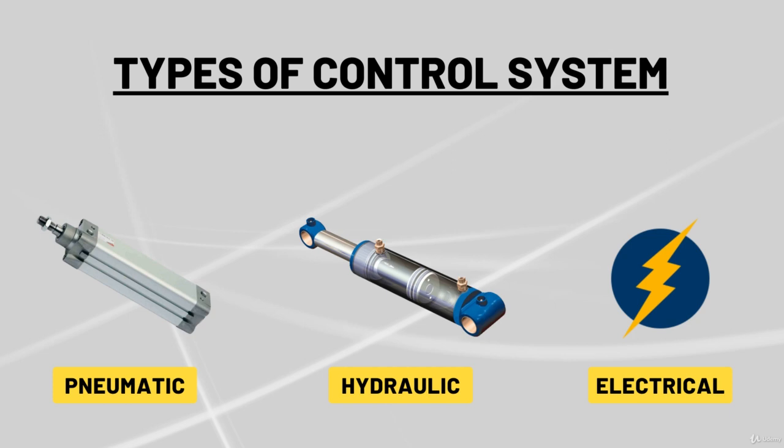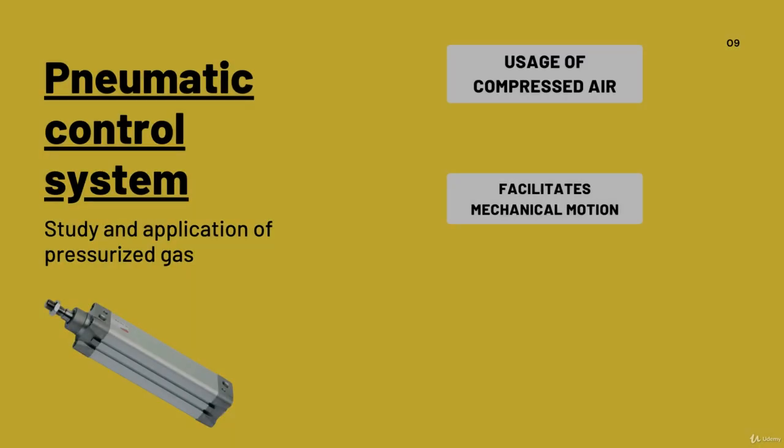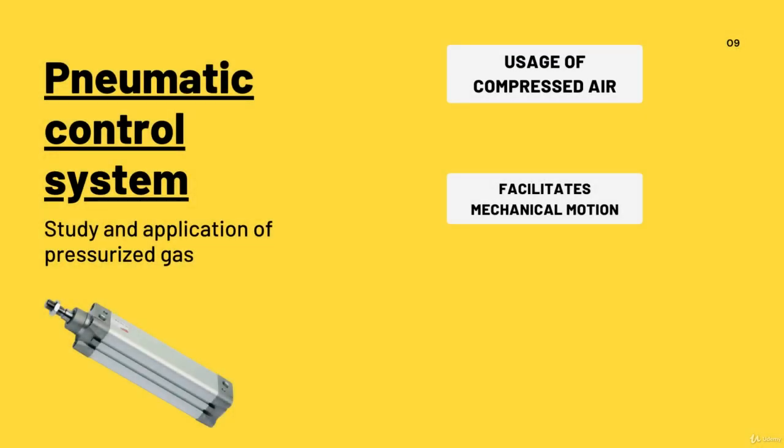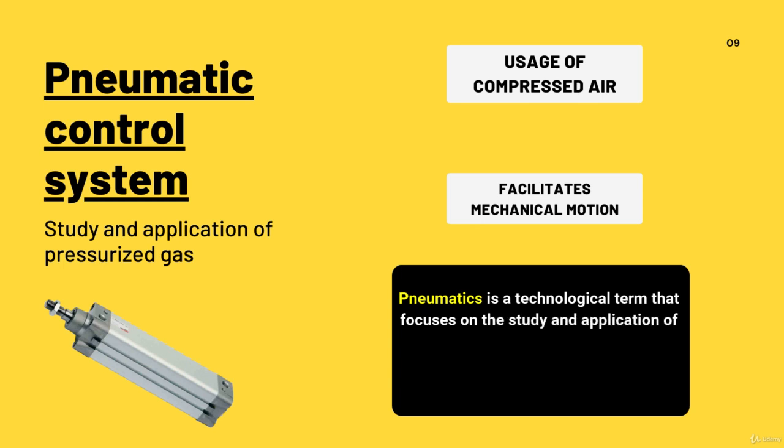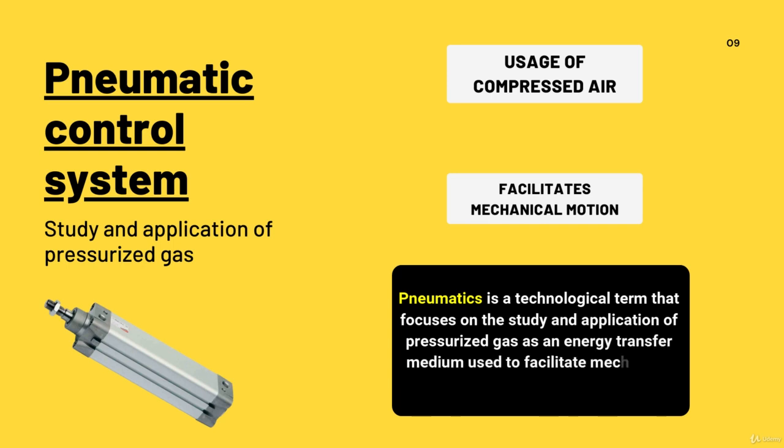There are three types of control systems: pneumatic, hydraulic, and electrical control system. Let's understand about pneumatic control system first. Pneumatics is a technological term that focuses on the study and application of pressurized gas as an energy transfer medium used to facilitate mechanical motion.